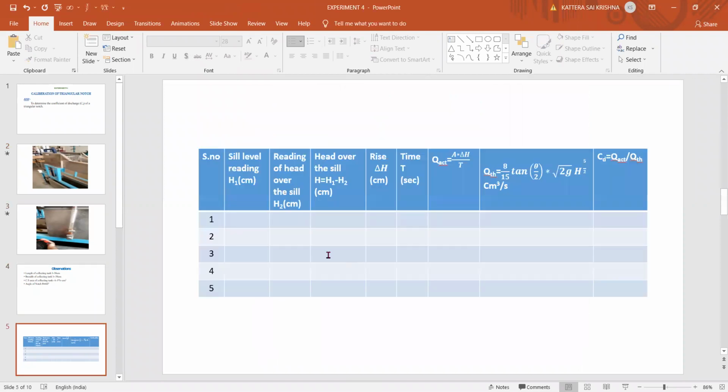I'll show you the table column once. This is called sill level reading, H1, right? So the first thing we'll take is always the sill level, which is constant, because for the notch, the sill is constant. The notch is a constant one. It won't move anywhere. So the sill level for all the 5 readings will be common. It is constant for the sill levels.